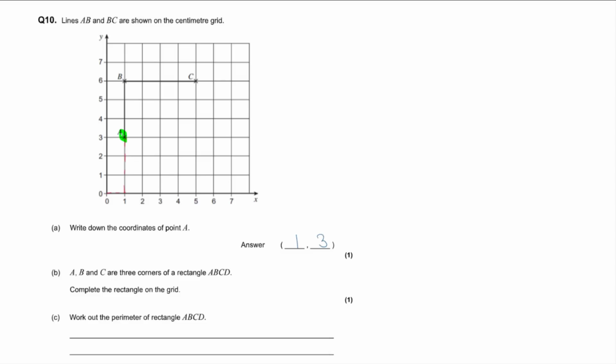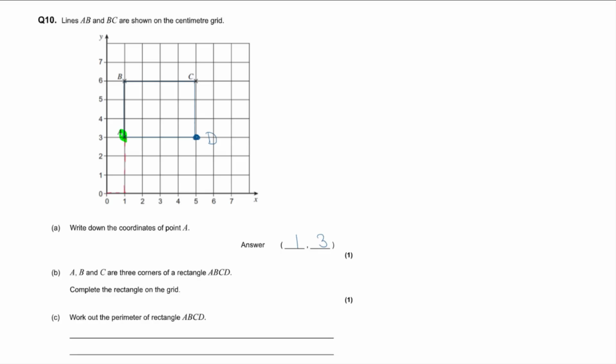ABC are 3 corners of a rectangle ABCD. Complete the rectangle on the grid. Okay, so this is a rectangle, one of its corners missing. So yeah, it's going to be here, isn't it? That's where it goes. That's the coordinate there. Okay, so that's the corner. I'm going to label it D, and then I'm going to join it together into a rectangle by adding that side in and that side. Back up to the top, I guess. Yeah, like that. So there's my rectangle.